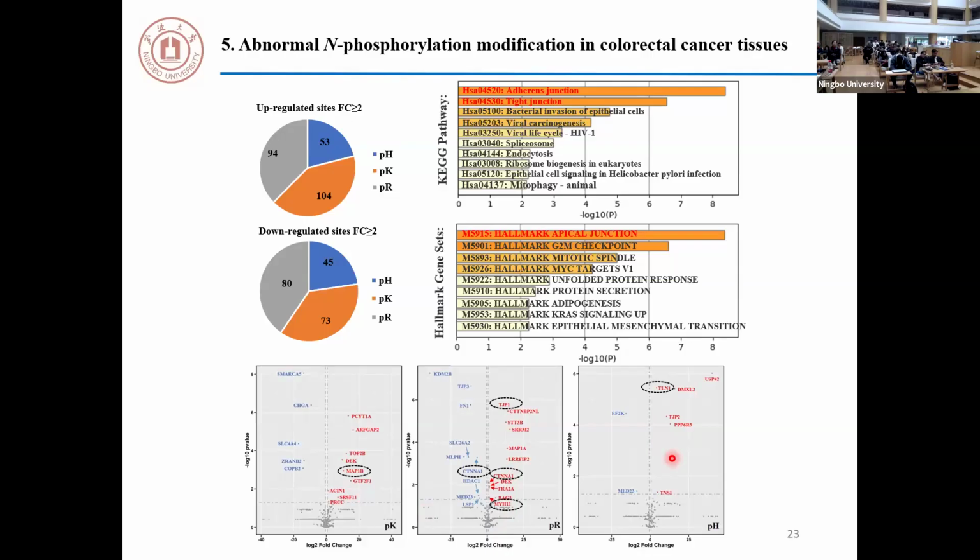Loss of cell junctions and tight junction barrier functions is also associated with tumor metastasis. So this nitrogen phosphorylation on these proteins may also be involved in cancer metastasis.